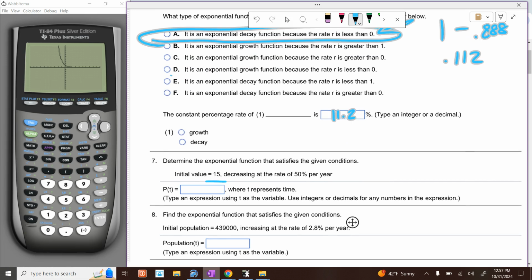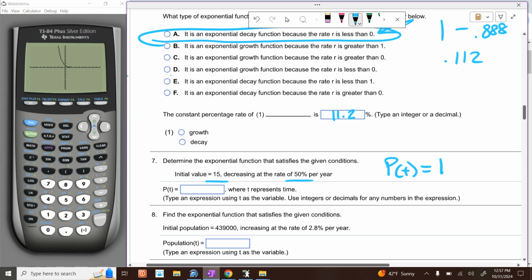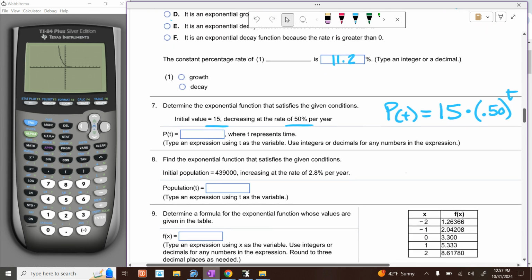All right, exponential function, initial value 15, decreasing at a rate of 50% per year. So P sub t equals the initial value of 15 times 0.50, because 100 minus 50 is 50, to the t power. Initial population is 439,000, increasing at a rate of 2.8% per year, so it's 1.028 to the t.